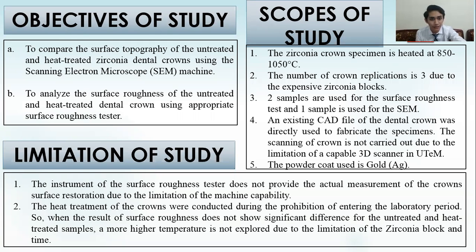There are a few scopes for my study. One of them is that an existing CAD file of the dental crown was directly used to fabricate the specimens. The scanning of the crown is not carried out due to the limitation of a capable 3D scanner in UTM. One of my limitations during my study is that the surface roughness tester does not provide the actual measurement of the crown surface restorations due to the limitation of the machine capability.